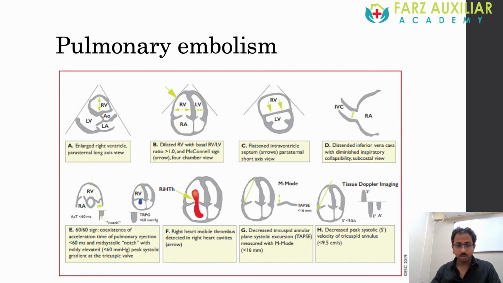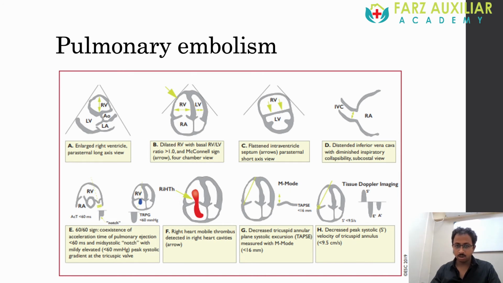And the McConnell sign is there, that is the free wall movement abnormality of the right ventricle, and it is very pathognomonic of pulmonary embolism. And the flattened interventricular septum, so the LV shape will look like a D. I have shown earlier that the LV should be globular or circular, but right now the LV is looking like a D-shaped LV, so the RV pressure is more, that's why the septum is going towards the LV, and it signifies the pressure overload of the RV.